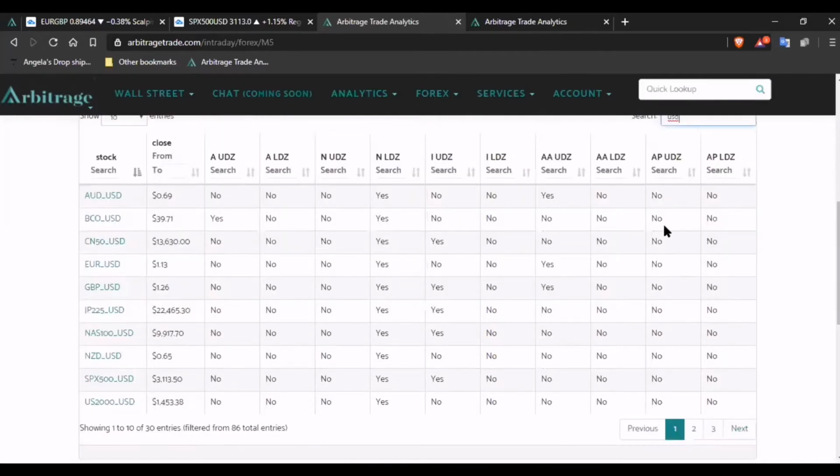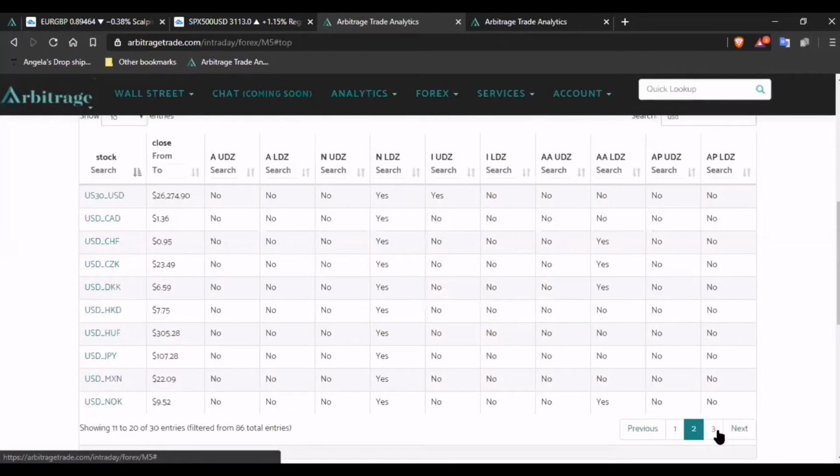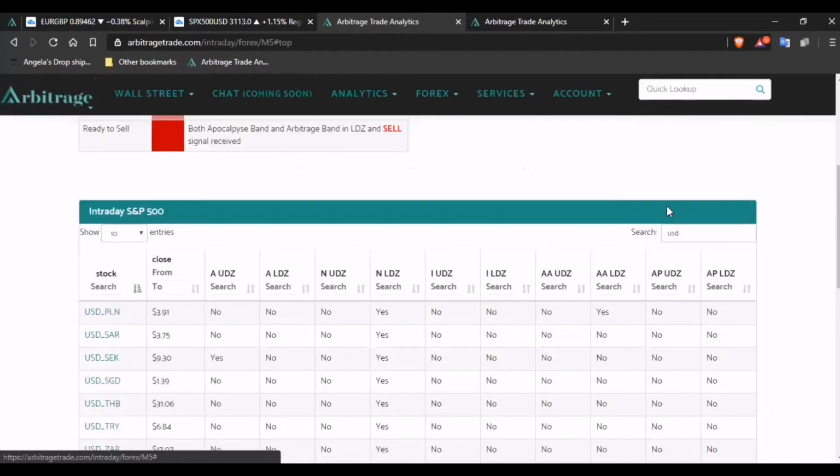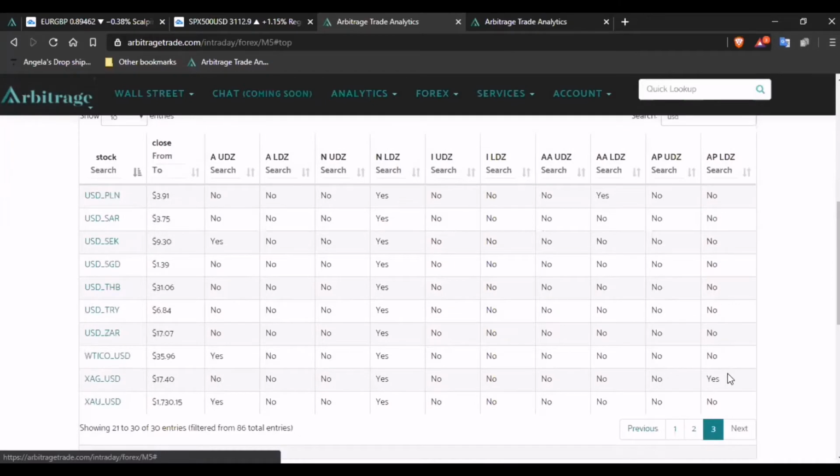All right, so we're on the 5 minute. We have all no's right here so far. So we don't waste time, go on to the next one. No. Go on to the next one. No. Yes, we have one yes, and that's on silver at the lower danger zone.